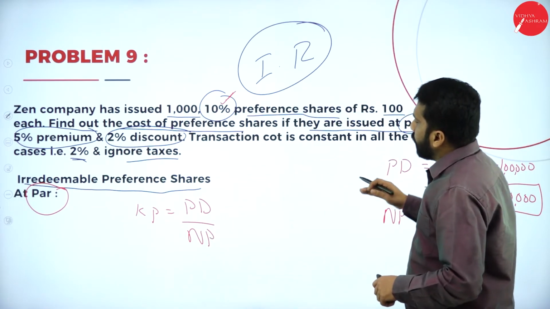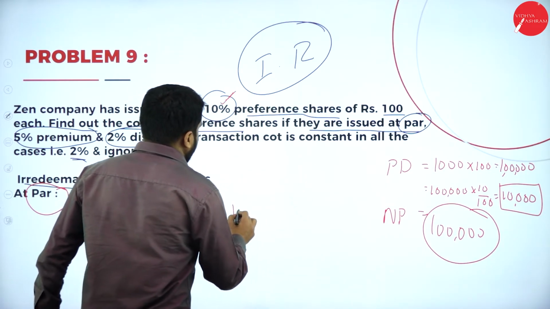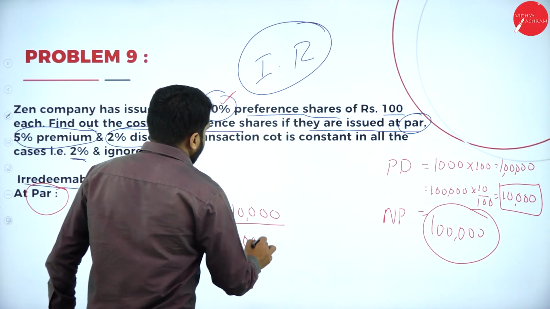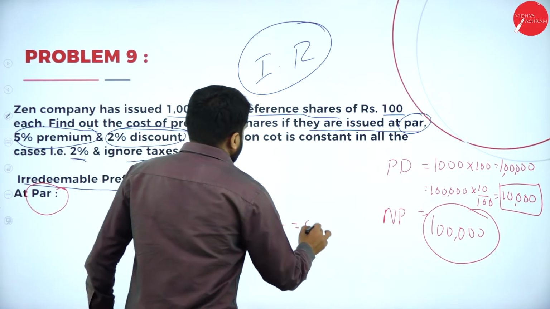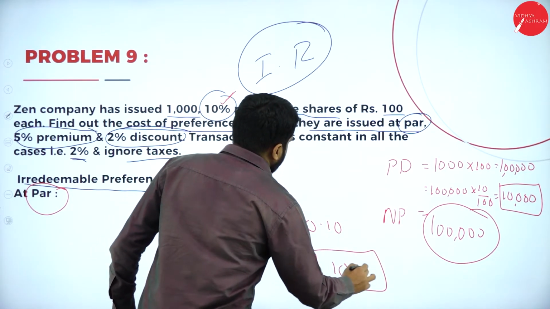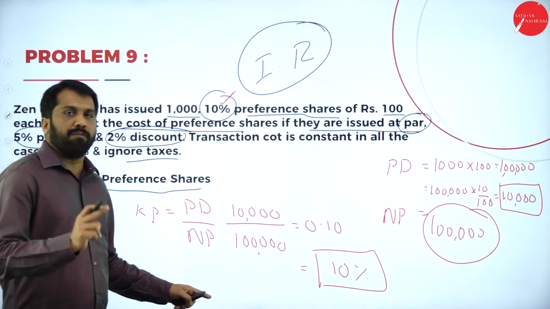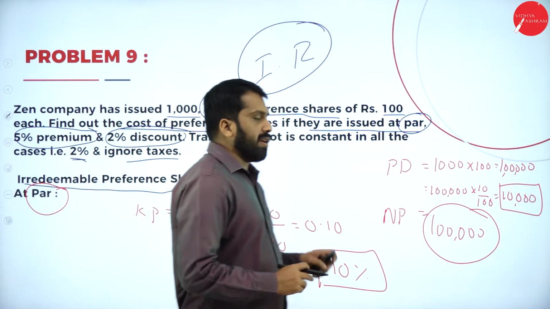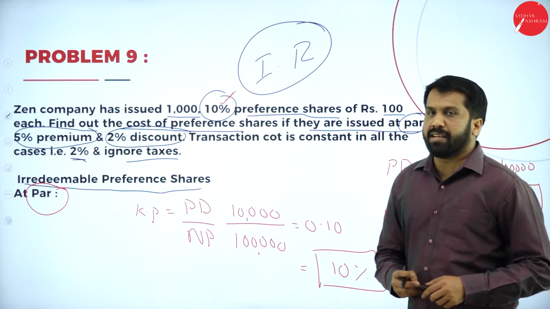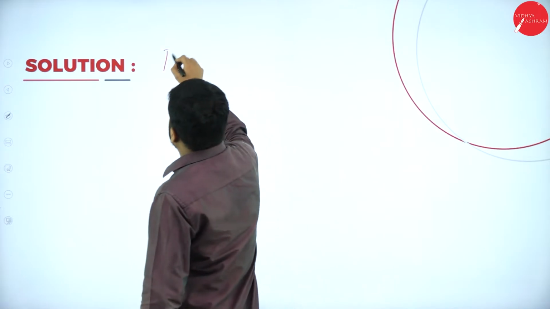Now, we're done with this. What is the PD here? The PD is 10,000. And what is the NP? 1 lakh. How much will you get? 0.10. What is the final answer? The final answer is 10%. Any doubt in this? Hopefully there is no doubt. If the problem is for par, this is the calculation. Clear? Yes. I'll go for the next one. It is for premium.